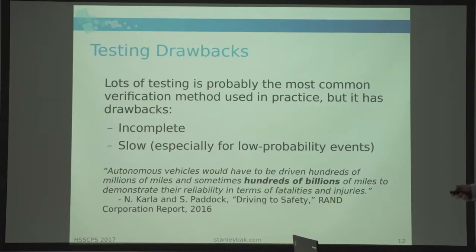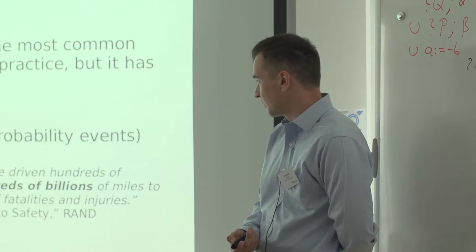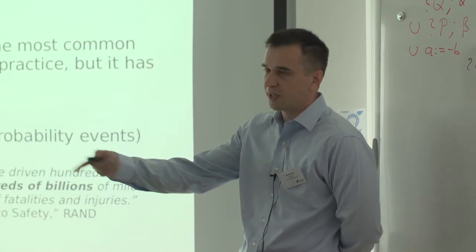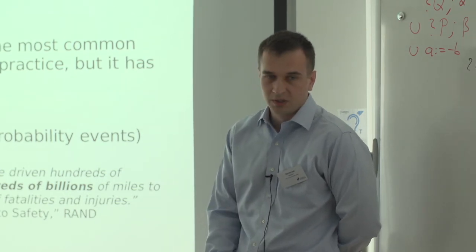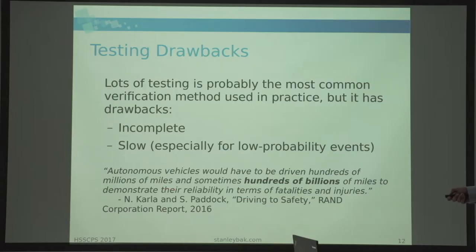Another thing that can happen is it's very slow if you want to have confidence in low probability events. This was a study by the RAND Institute about autonomous driving. They asked the question, if you wanted to prove that an autonomous car had a safety rate of 10 to the minus 9 or some very low probability, how many miles of driving would you have to do? If you really want confidence in that level of safety, you might need to drive millions of miles, sometimes billions.